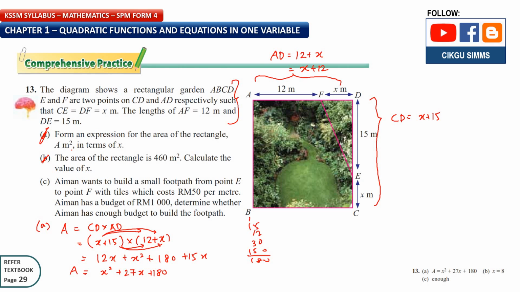Question B, the area of the rectangle is 460. So it's given this A is 460. Calculate the value of x. So question B, the value of A is 460. 460 equals x squared plus 27x plus 180. So I make my 460 there. So 180 minus 460.